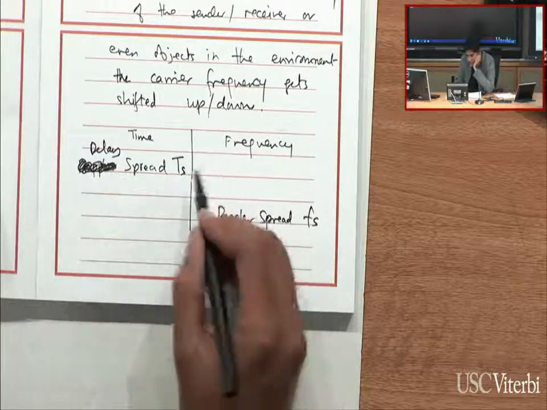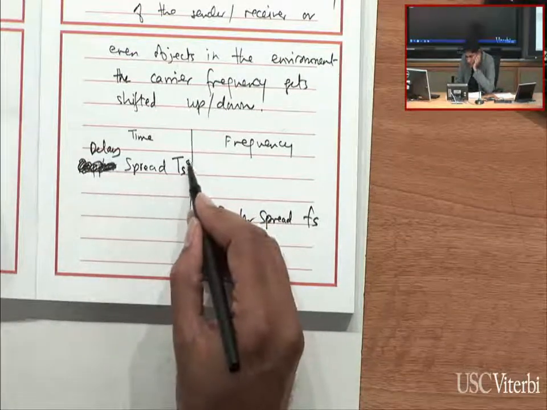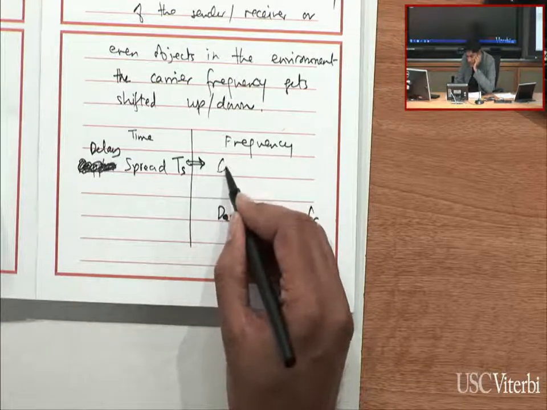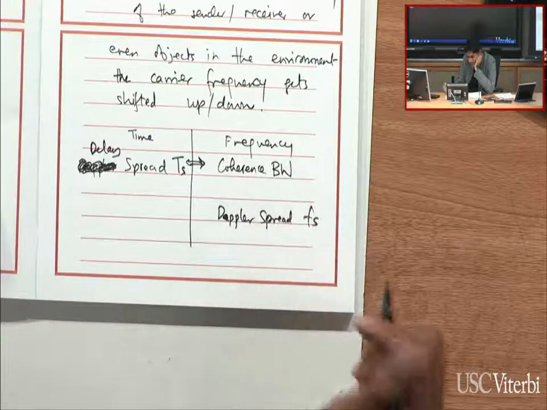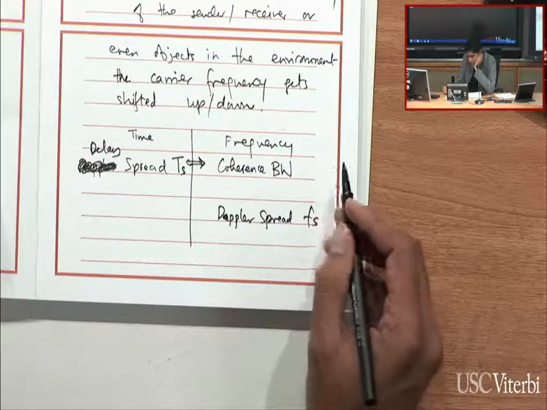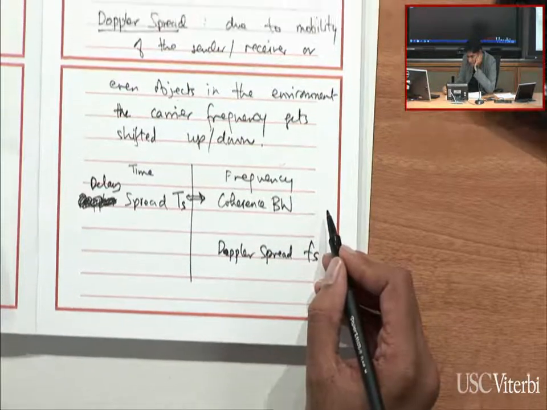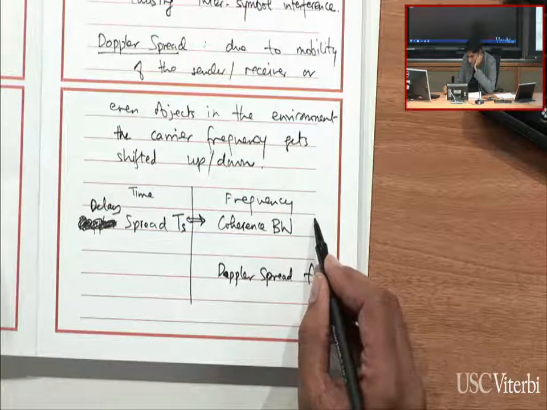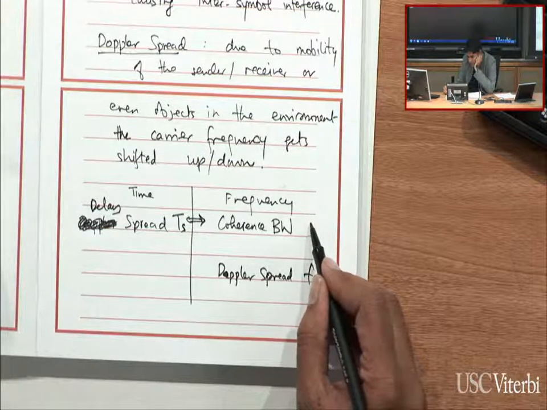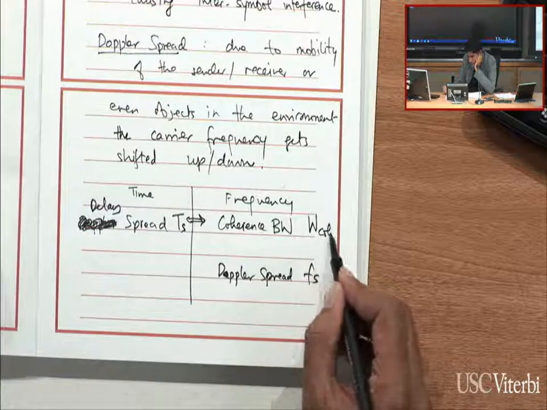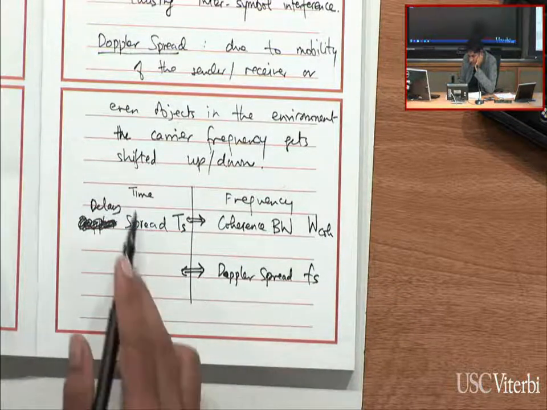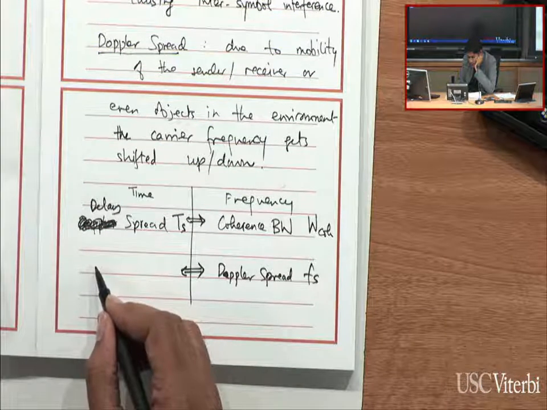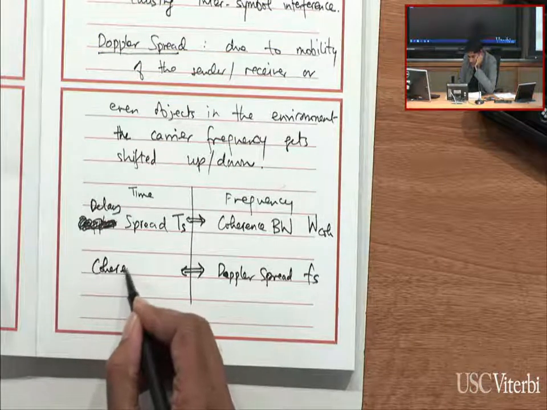It turns out that there is an equivalent metric in the other domain for each of these. So delay spread is connected to something known as coherence frequency or coherence bandwidth. And I'm going to call this, what shall we call it, like W coherence. And the Doppler spread is associated with a phenomenon in the time domain that's called the coherence time.